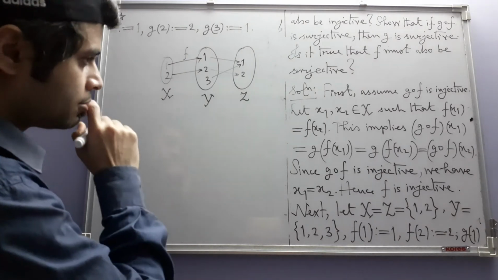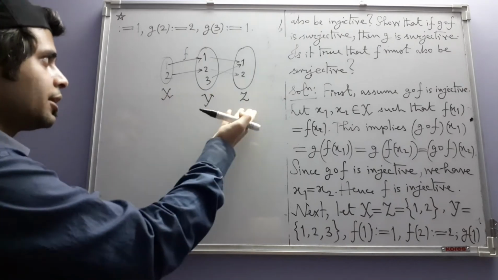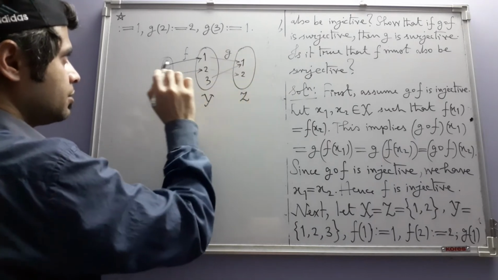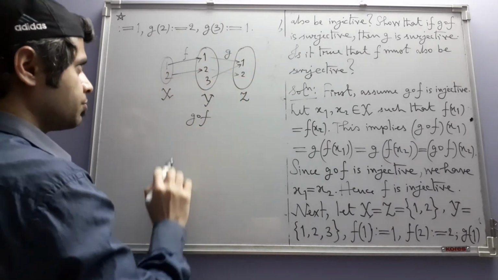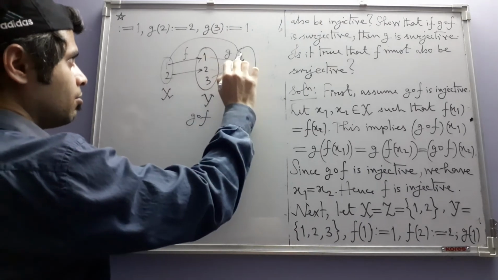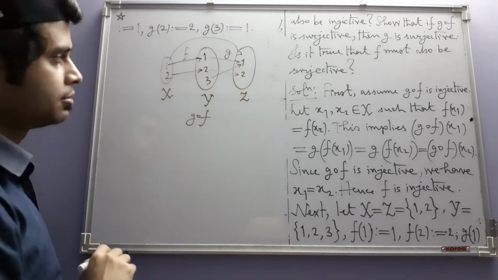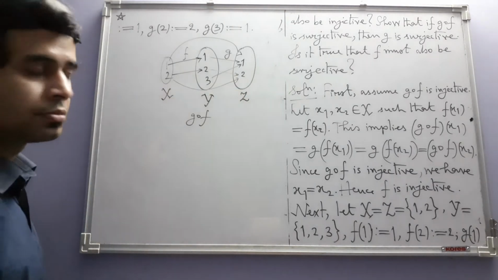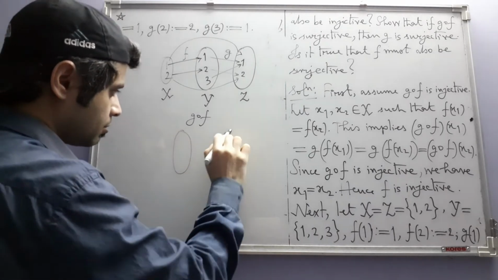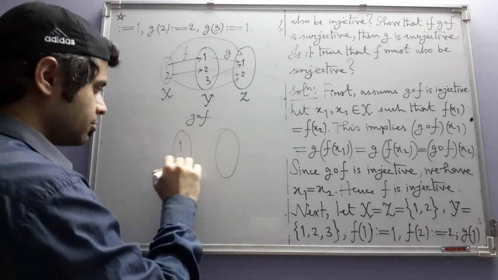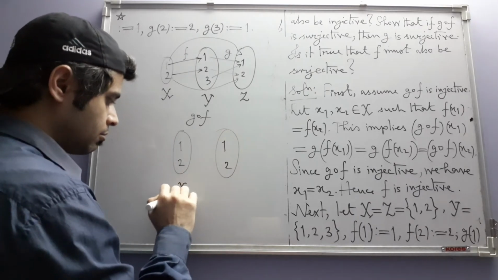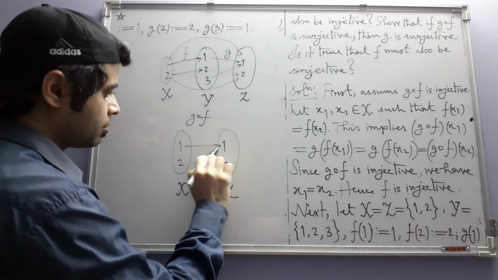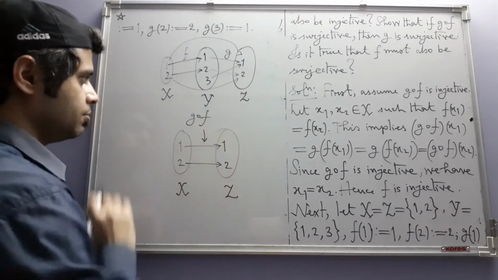Now, what about G composition f? See, from this you can see things pretty quickly. G composition f maps 1 onto 1 because f takes 1 onto 1, and it takes 2 onto 2. So if I draw it separately, this is the domain of G composition f, this is the range. It takes 1 onto 1 and 2 onto 2.